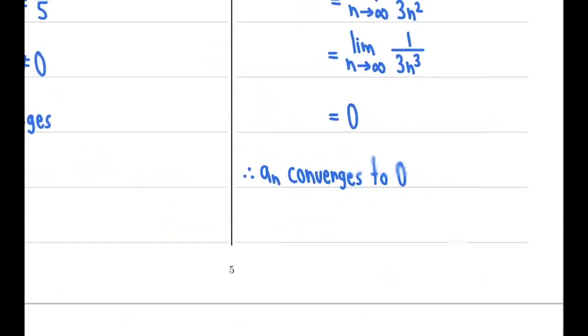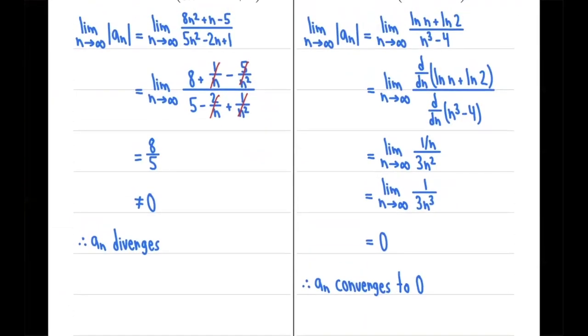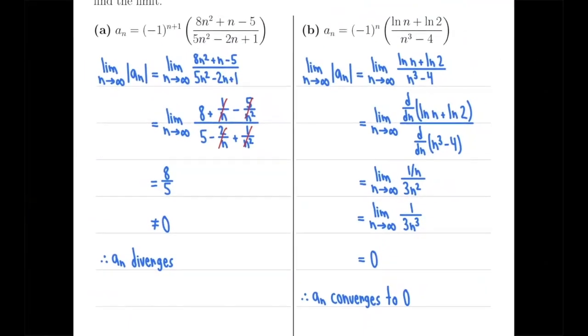So do you guys understand how to treat alternating sequences? It's a good idea to take the absolute value. And if you get 0, it converges. And if you get something different from 0, then it's going to oscillate between the positive and negative version of that number, and it's going to diverge.